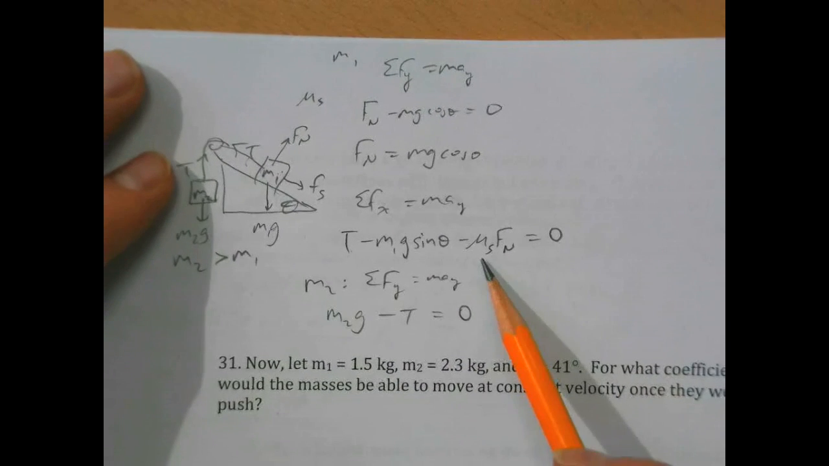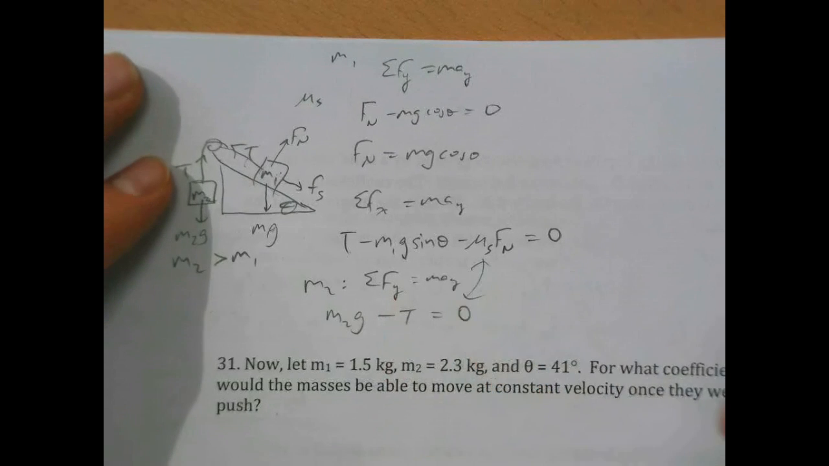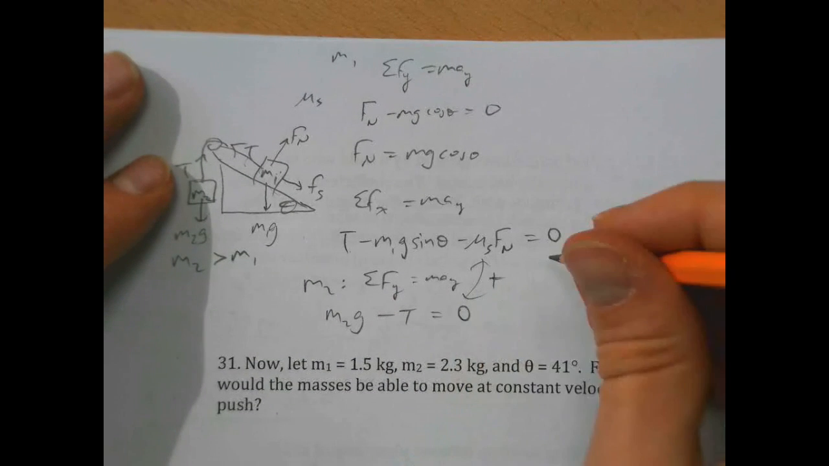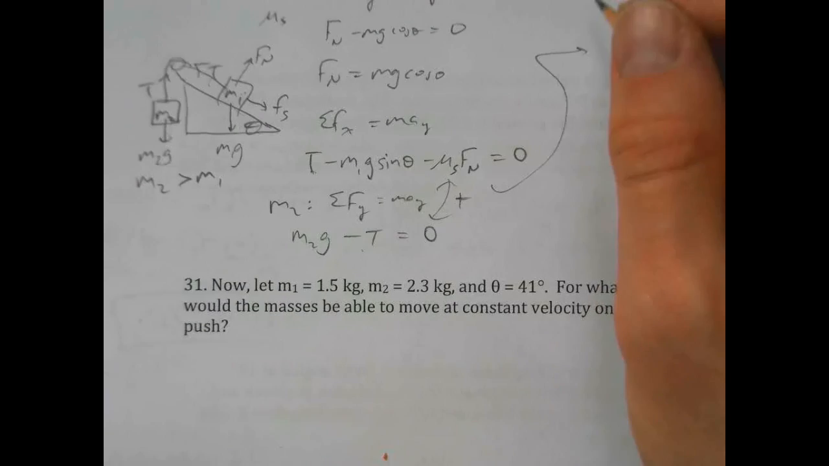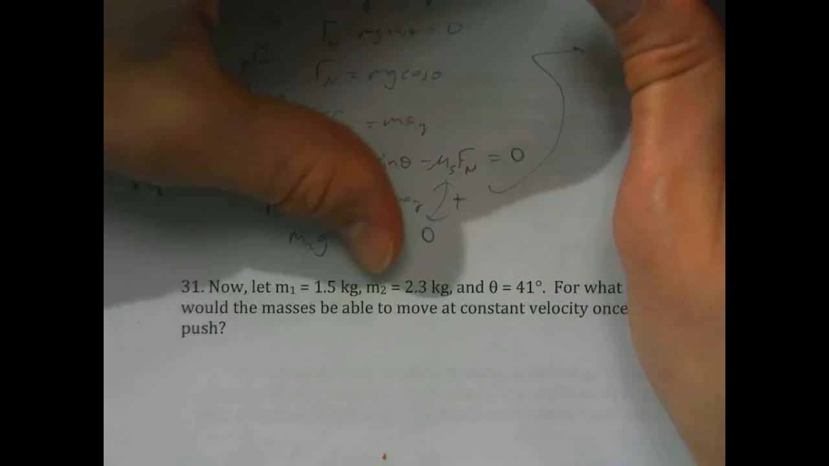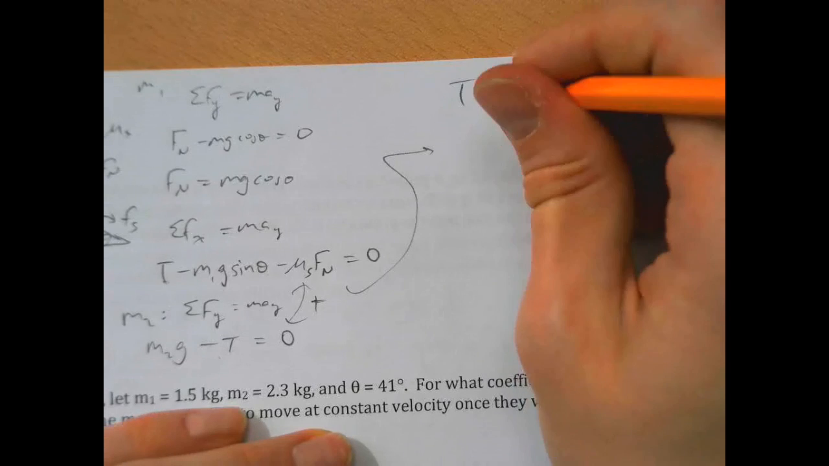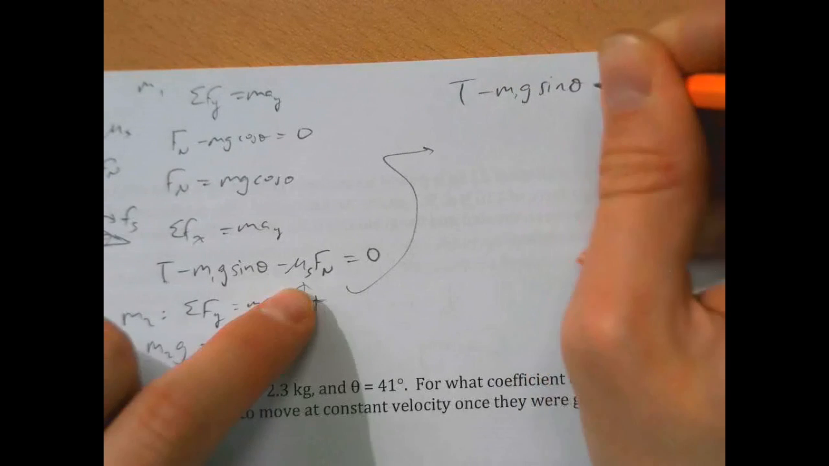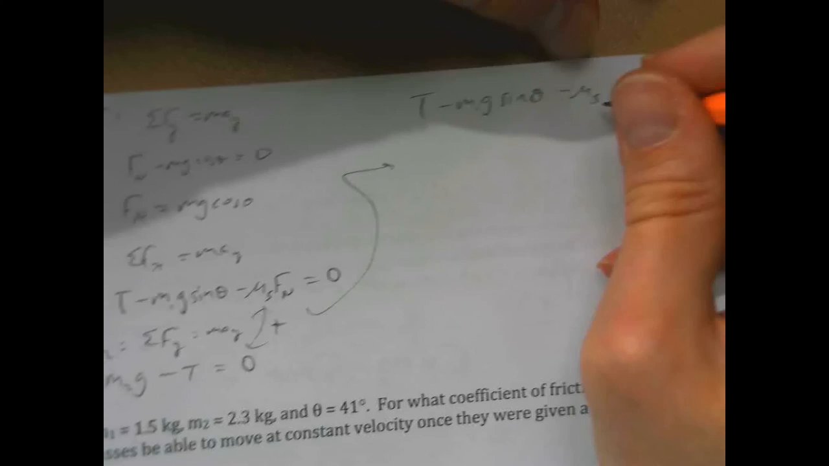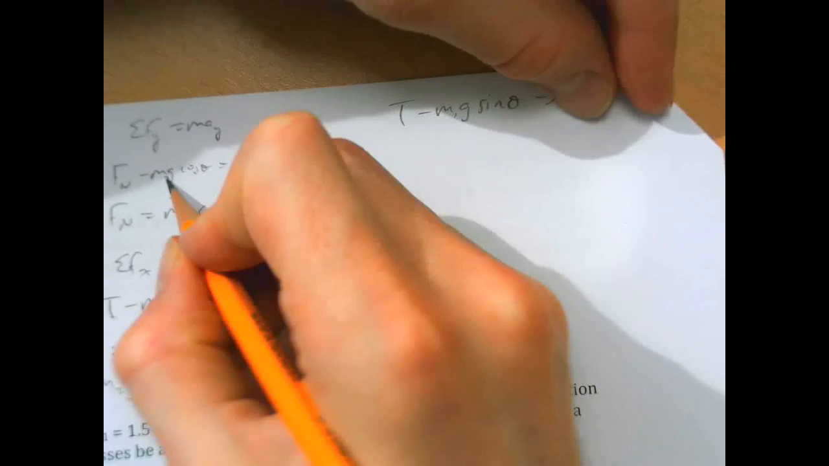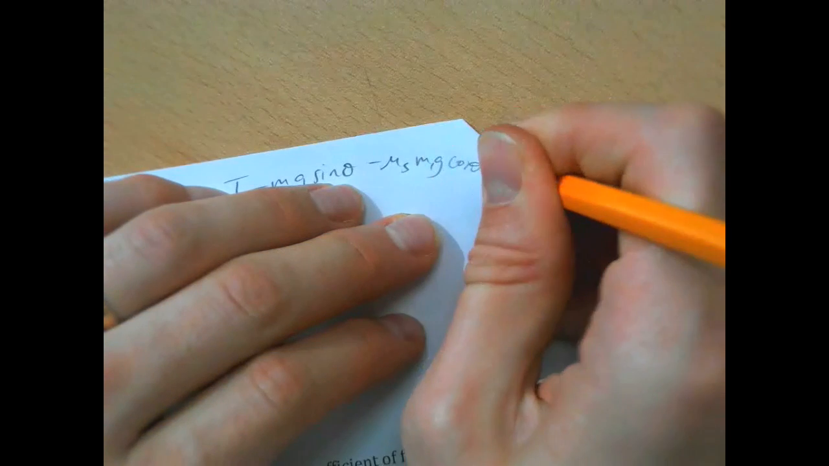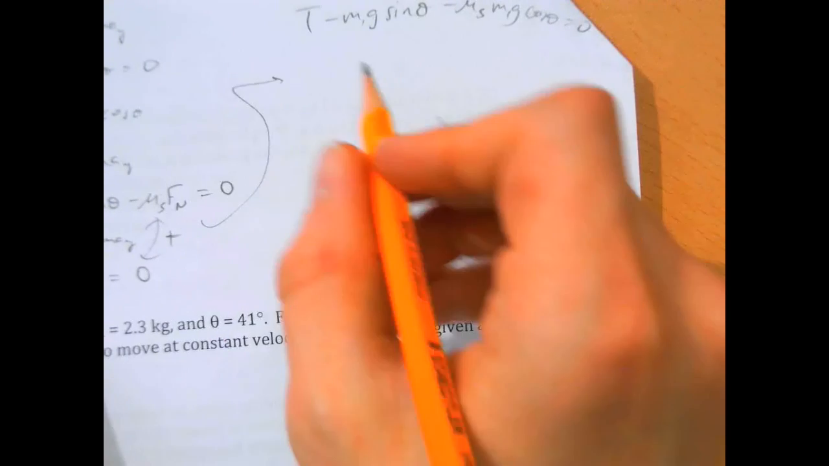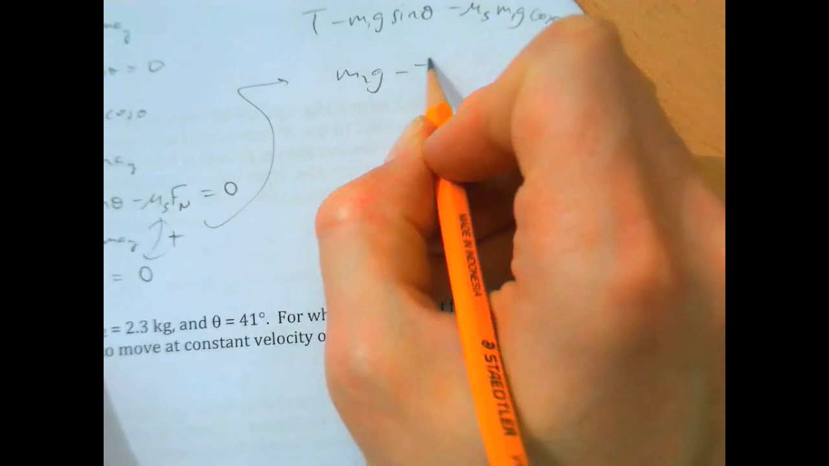And then we have two equations that we can work with. We can add them together. Why do we add them together? Well, that's because tension is set up to eliminate, which is good, because tension was not one of the given variables. Actually, let me just rewrite them one more time. We have T minus M1 g sine theta, and I realized I didn't plug in for normal force, so that's minus mu s M1 g cosine theta equals 0. And then here we have just M2 g minus T equals 0.